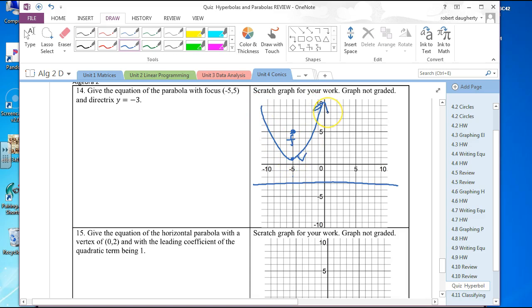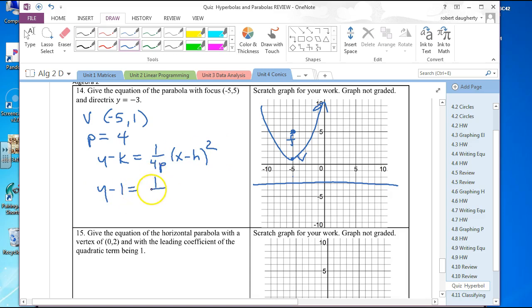This has to open upward. The vertex is -5, 1. And in this case, P is going to be equal to 4. So this is y minus k equal 1 over 4p times (x minus h) squared. So y minus 1 equals, with p being 4, 1/16 times (x plus 5) squared.